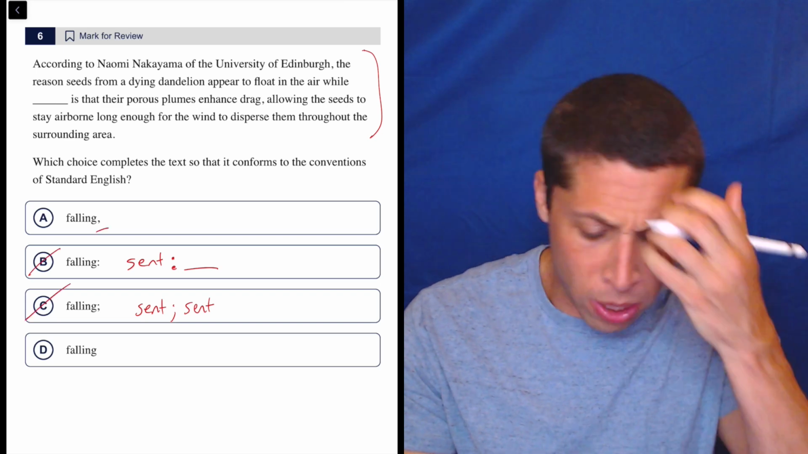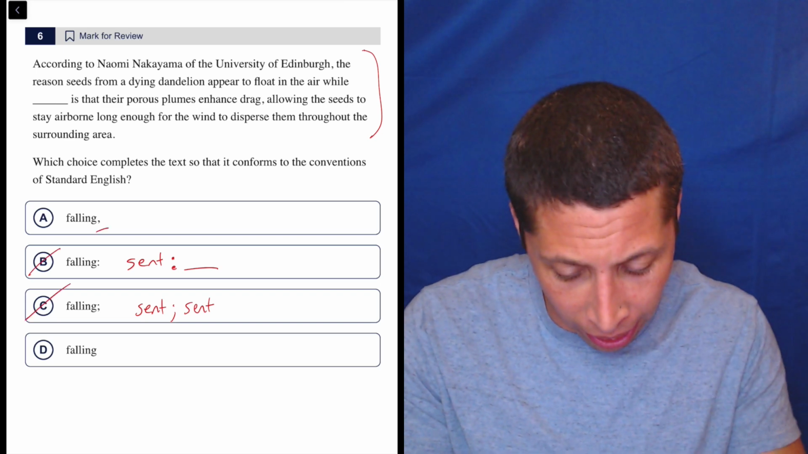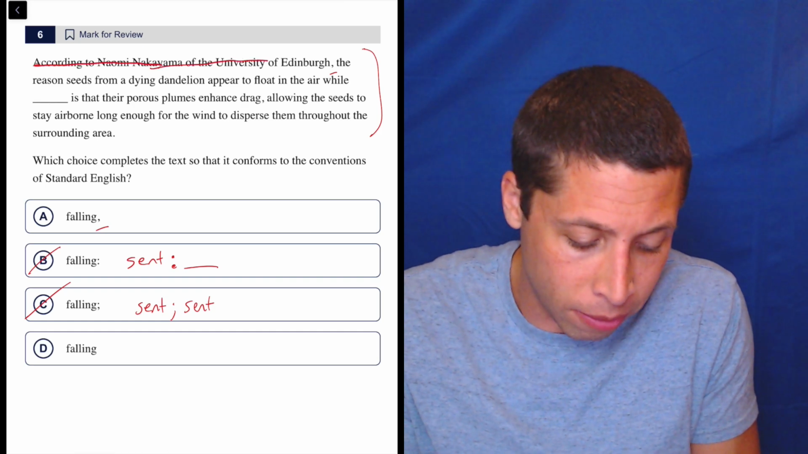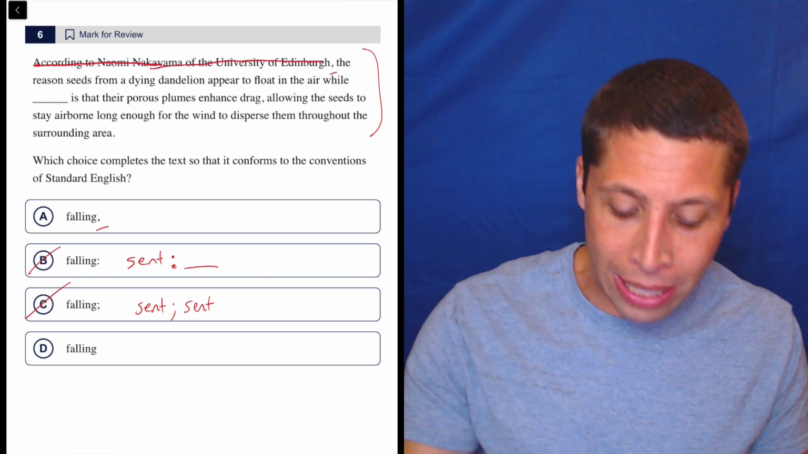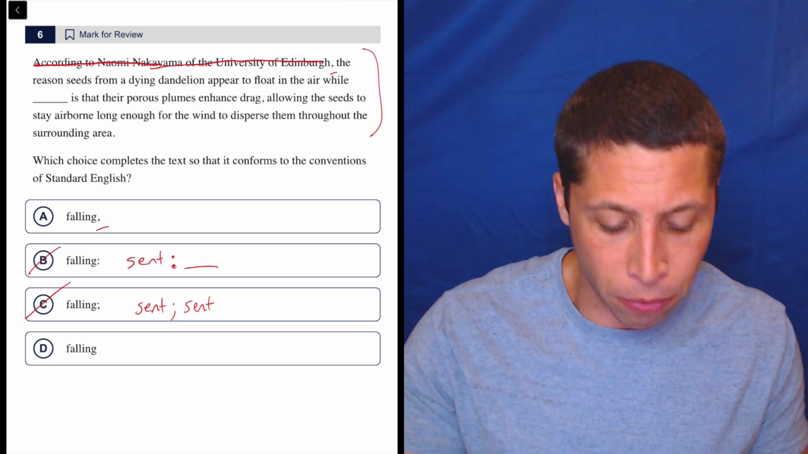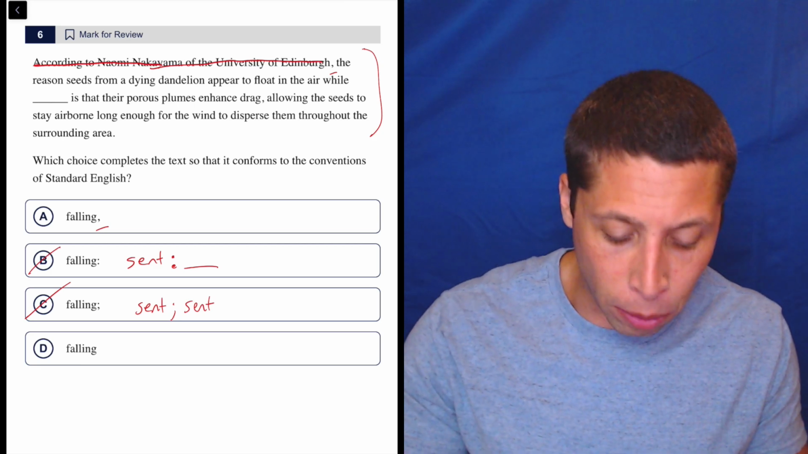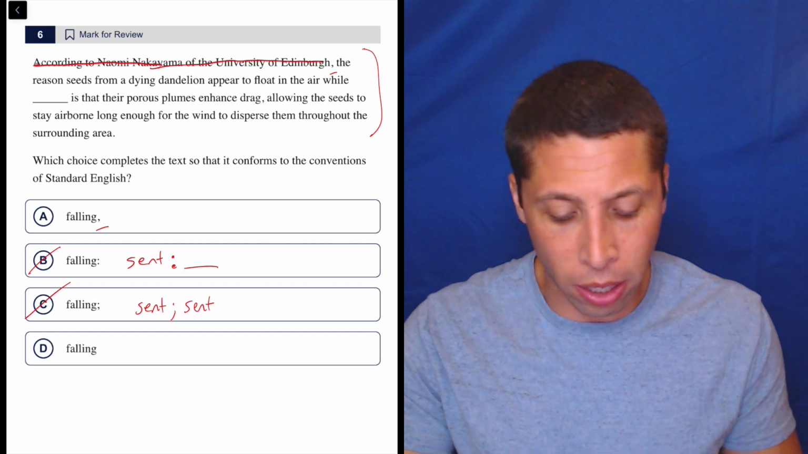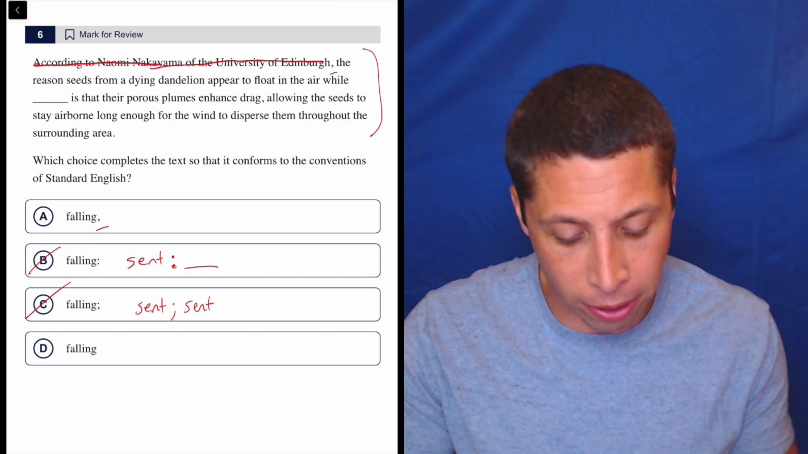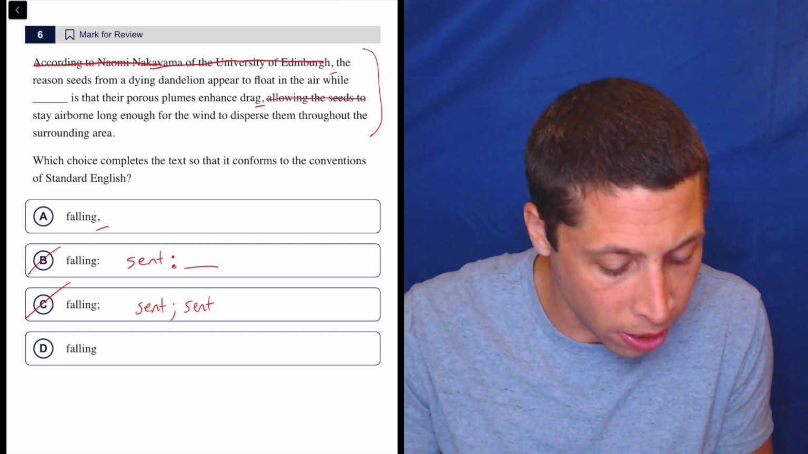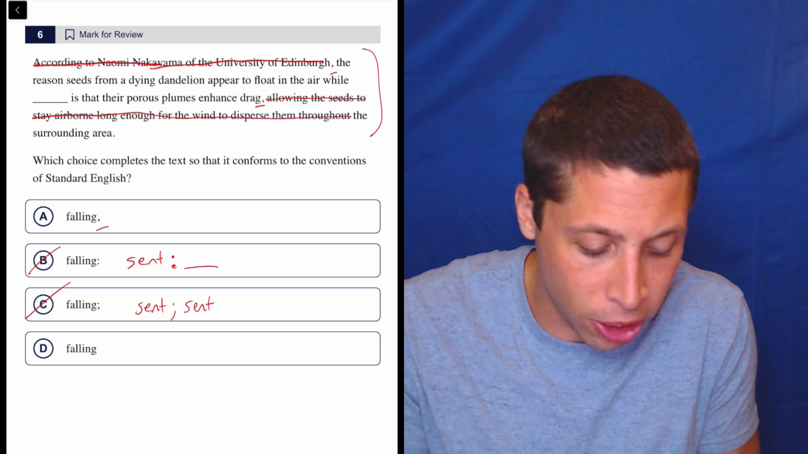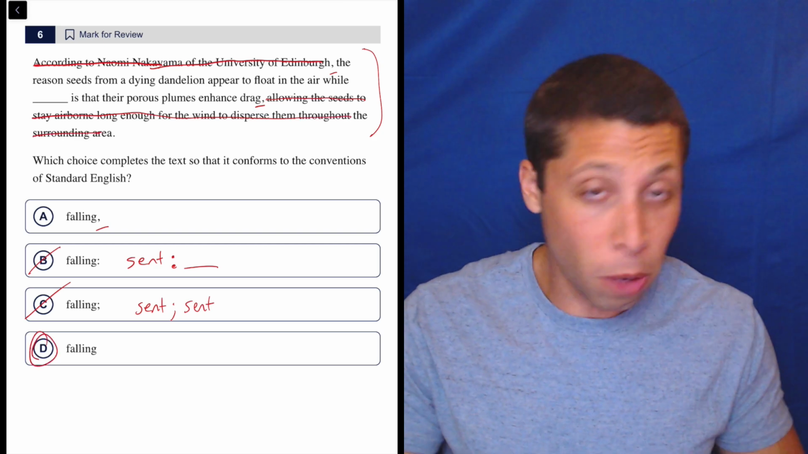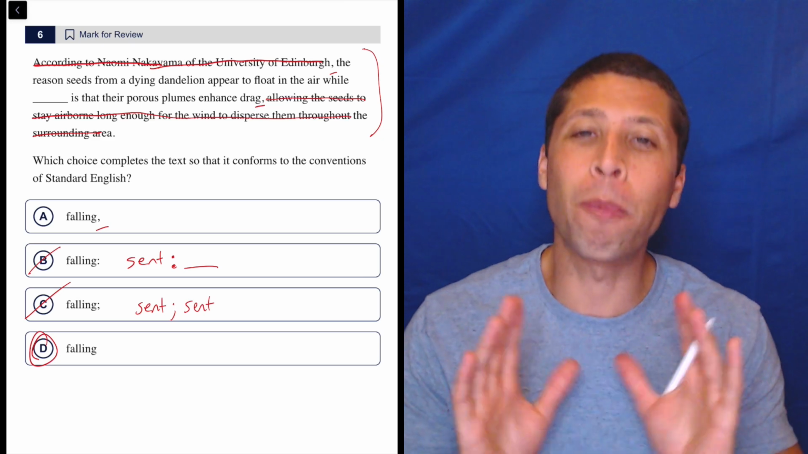And then would I need a pause there? It doesn't seem like it. I have a comma here, but that's just adding on this extra clause at the beginning. So we could ditch that if we wanted to. The reason seeds from a dying dandelion appear to float in the air while falling is that their porous plumes enhance drag, allowing the seeds to stay airborne long enough for the wind to disperse them throughout the surrounding area. So this comma here, adding on another extra clause at the end, right? That ing clause is almost always going to be something extra. So that's it. There's no pause there, right? Or I should say there's no break there, right?